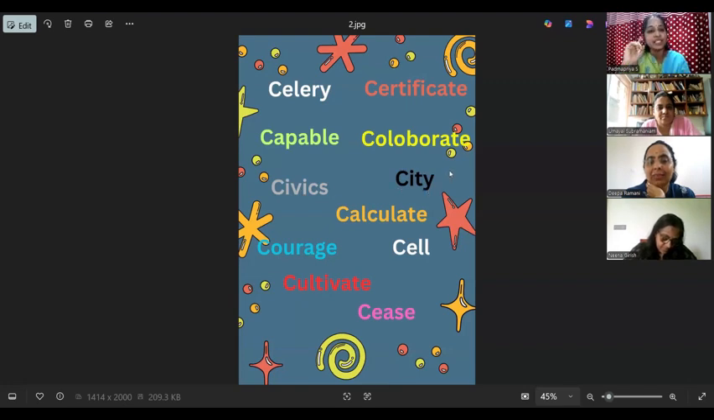So C followed by vowels E and I should give you S phonetic sound. Whereas the letter C followed by the vowels A, O, and U should start with K sound, as in capable, collaborate, courage, and cultivate. So remember, CE, CI will give you S sound, CO, CA, CU should start with K sound. So this is why we have two different sounds for the letter C.